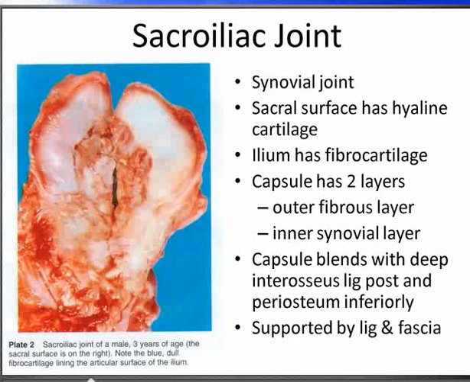What you're seeing here is a picture of a sacroiliac joint of a 3-year-old male, actually, and it basically shows how one side, the blue dull side, is actually fibrocartilage, whereas the whiter, shinier side is actually hyaline cartilage.